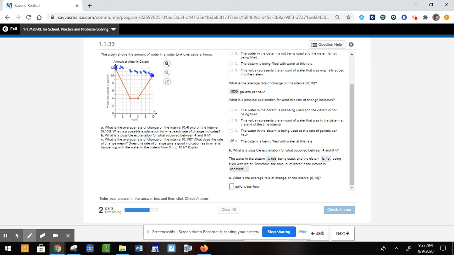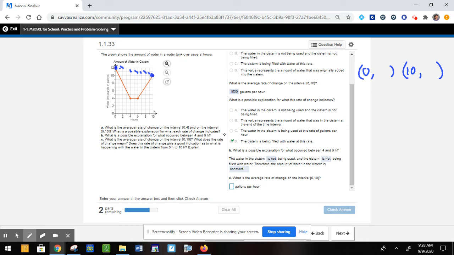Right away, my expectation is we're going to get a negative rate of change because it ends up lower than it started, or the amount of water in the cistern is less than it was when it started. So we're going to get those two ordered pairs and find the slope of that imaginary line. Again, the first x value is 0. The second x value is 10. Now he's going to go to the graph to get the corresponding y values.